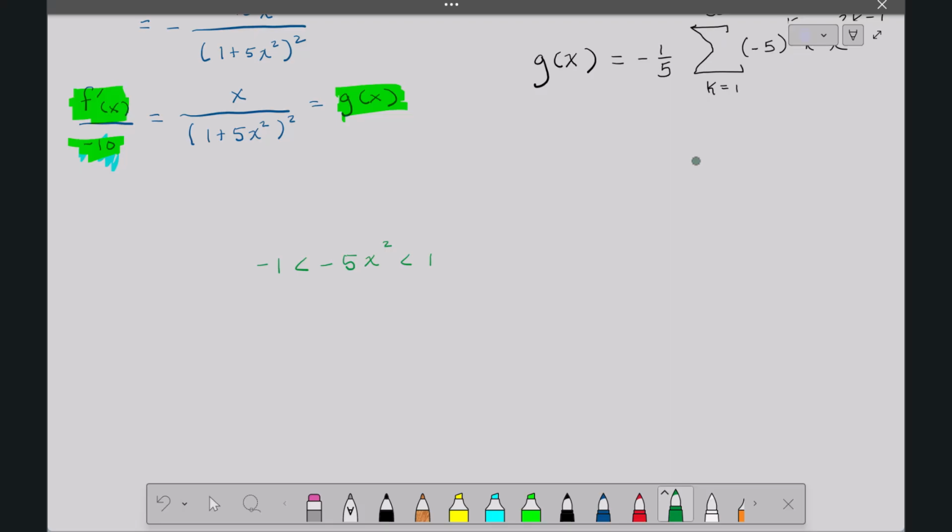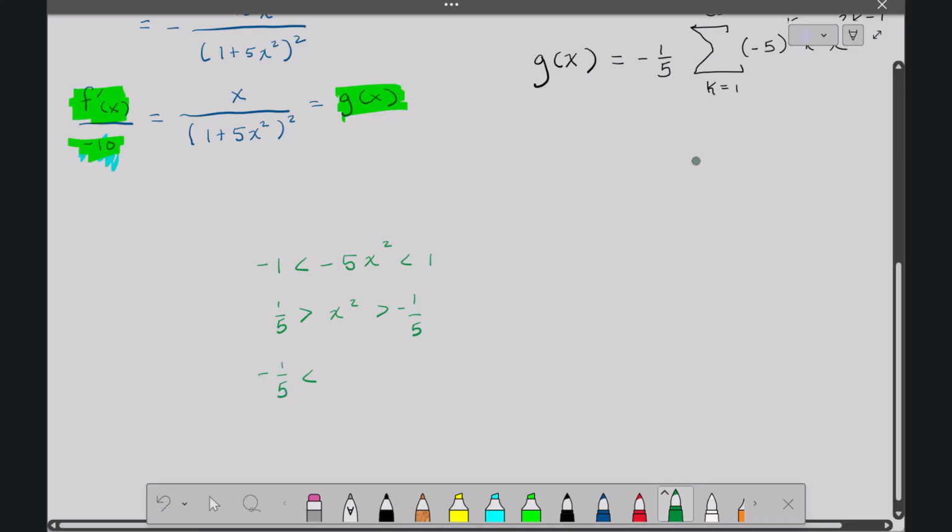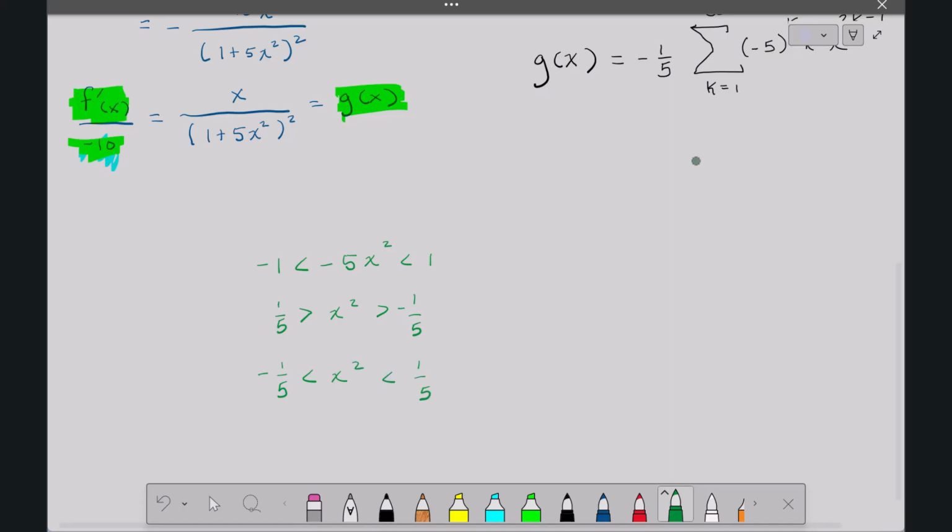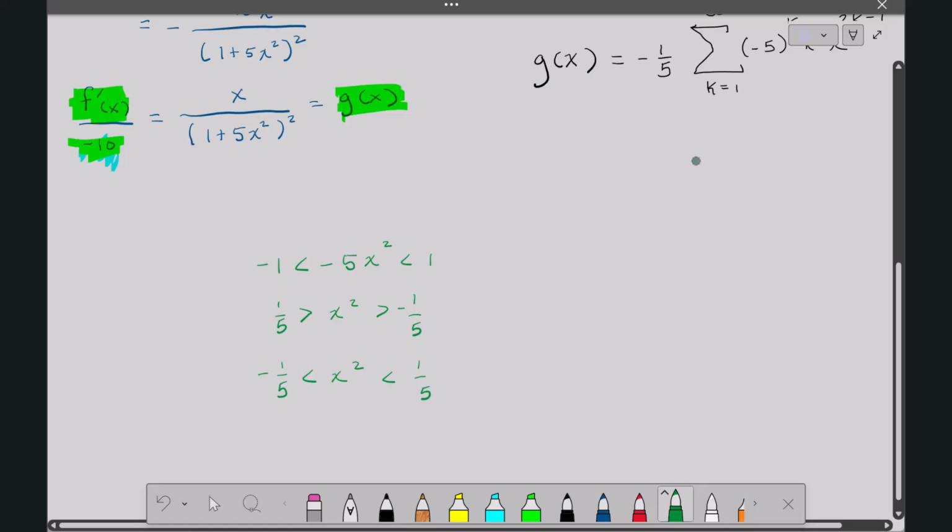We will divide everything through by negative 5. When we divide by a negative, we are going to reverse the inequality symbol. Let's see, divided by a negative 5. Let's flip this around just so it's easier to read. We normally are reading in this direction. So x squared is between negative 1/5 and 1/5.